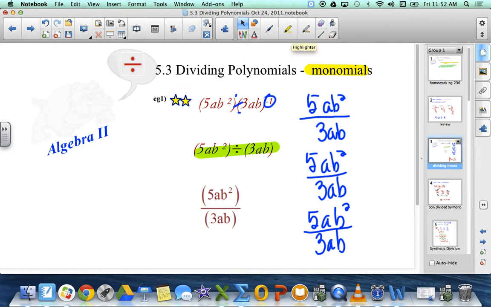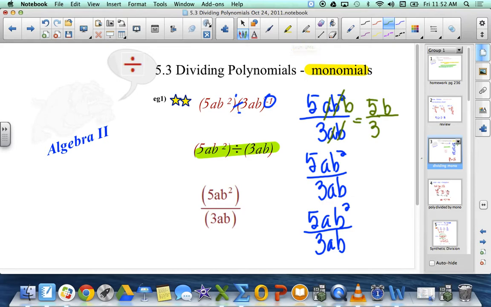So to simplify these, we would cancel or use our rules for exponents, x to the m divided by x to the n, where we're going to subtract our exponents. So we can't cancel 3 into 5. We can cancel the a's, and we can cancel 1b. So we get 5b over 3. That would be the answer to each and every one of those, since they're all the same problem.